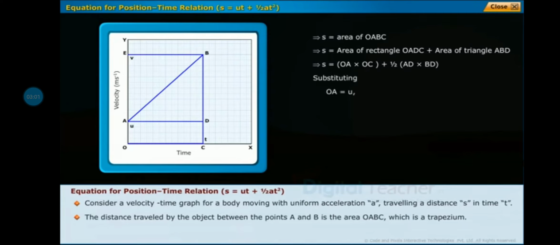Substituting OA is equal to u, OC is equal to AD is equal to t, and BD is equal to v minus u is equal to at. We get s is equal to u into t plus half t into at. After that, this implies that s is equal to ut plus half at square.